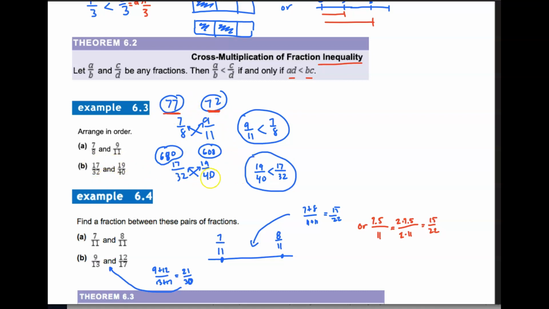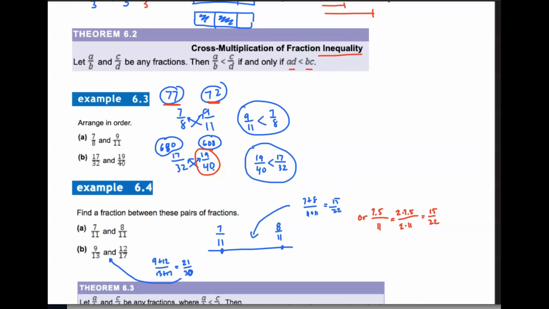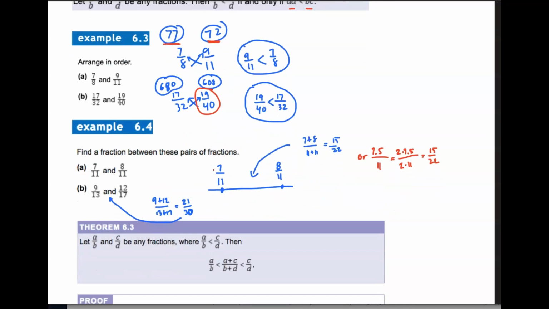Which one's smaller here? 40 times 17 is 680. 32 times 19 is 608. And so because this product is smaller when we cross-multiplied, this fraction is smaller. And so you can see I end up with that. And so that's how you check to see if a fraction is smaller than another fraction.